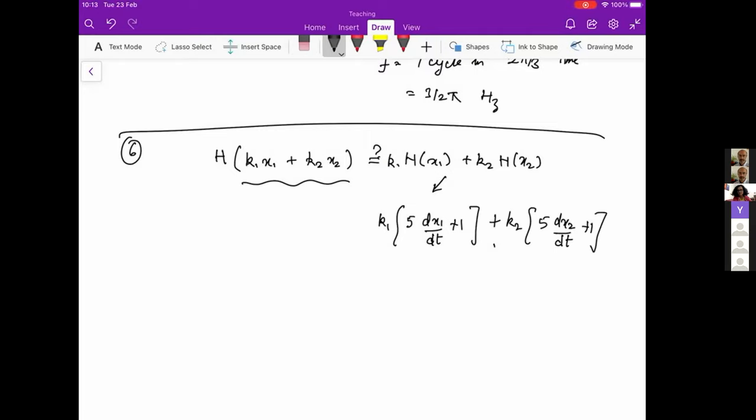So this is k1 times 5 dx1 by dt plus 1, plus k2 times 5 dx2 by dt plus 1. That's what the right-hand side is. And the left-hand side is 5 d of k1 x1 plus k2 x2 by dt, plus 1.